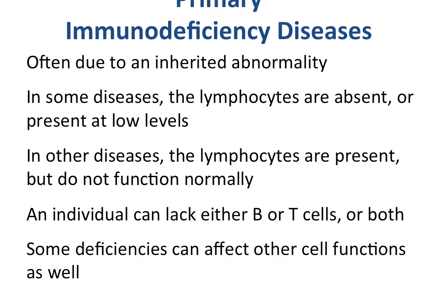Primary immunodeficiency means the patients have genetic errors that cause this problem. The patient will have this when they were born. This is an inherited problem. The patient will have abnormality of the lymphocytes, either B or T cells.